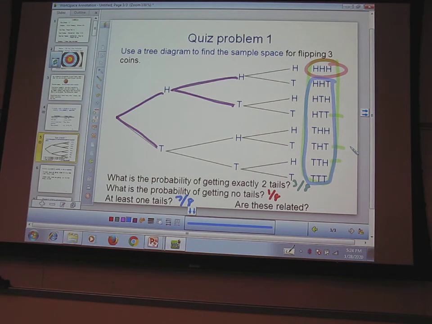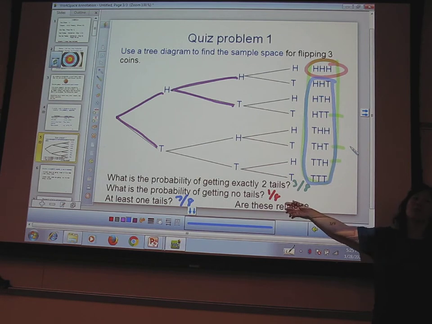Rain or no rain has a relationship in the fact that they make up the sample space. You have to be one or the other. Heads and tails have a relationship in the sense that they're both the 2 possibilities of flipping a coin. So these are the 2 possibilities of having 3 coins flipped. You can either have no tails or you have 1 or more.